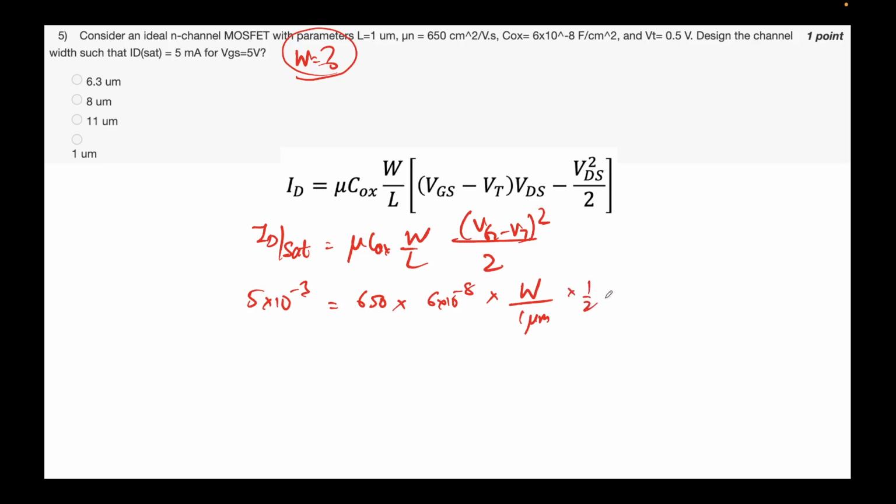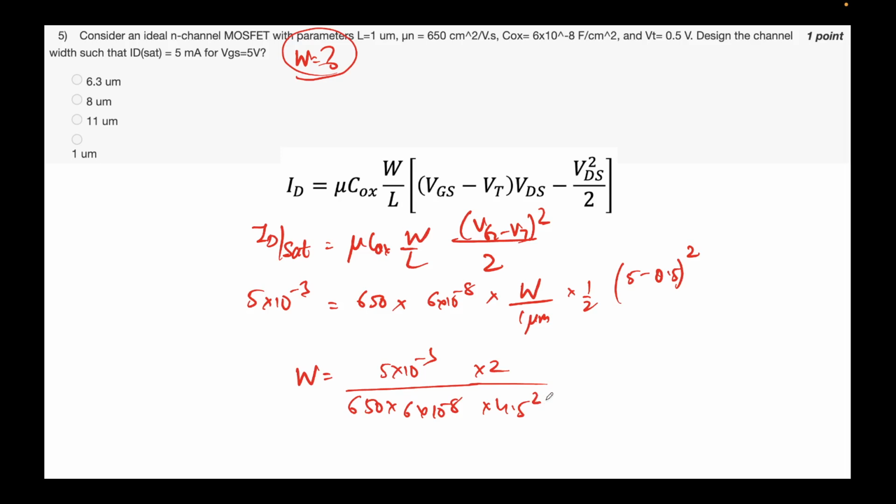And the half term, (VG minus VT). VG has been given to us as 5 volts, VT is 0.5. So 5 minus 0.5 whole square. From this we can get W as 5 into 10 to the power minus 3, divided by 650 into 6 into 10 to the power minus 8, this 2 will come here, into 4.5 squared. Alright, so the numerator will come out to be 10 to the power minus 2.